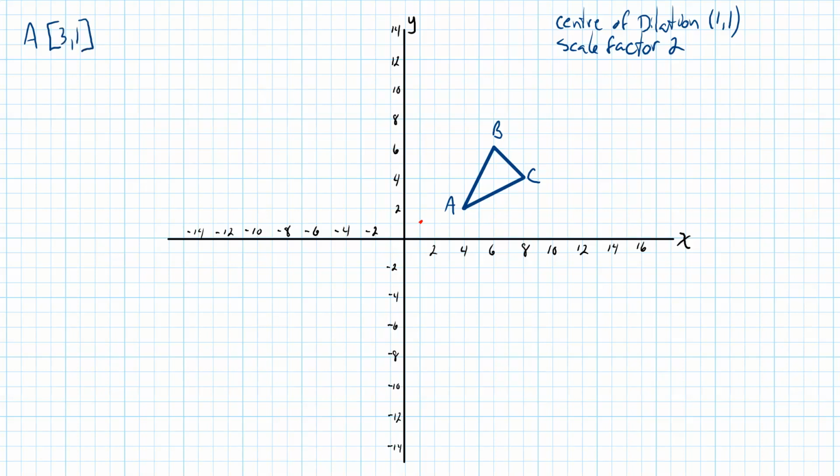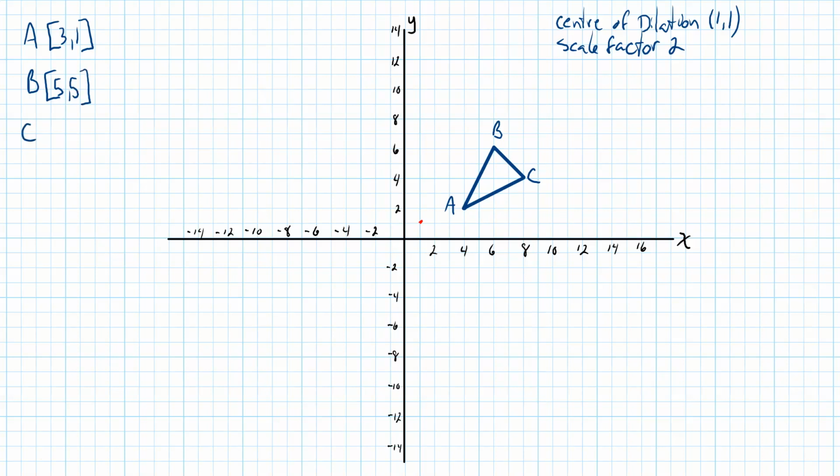How about vertex B? Using the same approach, we want to get from the center of dilation out to vertex B. To get there, we can see that we're going over 5 more. So we're at 1, we're getting to 6, so that's over 5. And then again, we're starting at 1 and we're going up to 6, so that's also 5. So the vector that gets us from the center of dilation to vertex B is (5, 5).